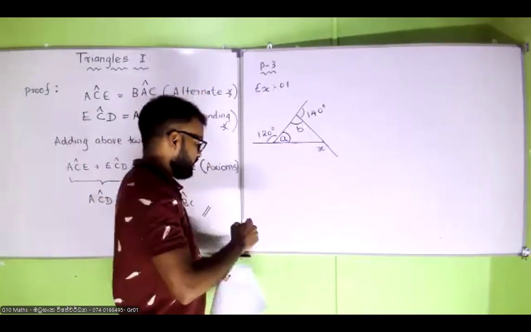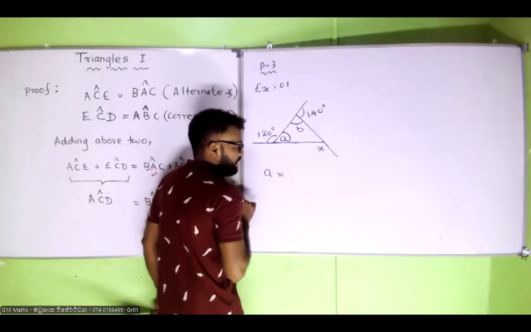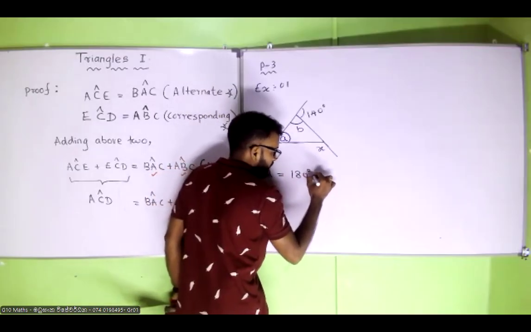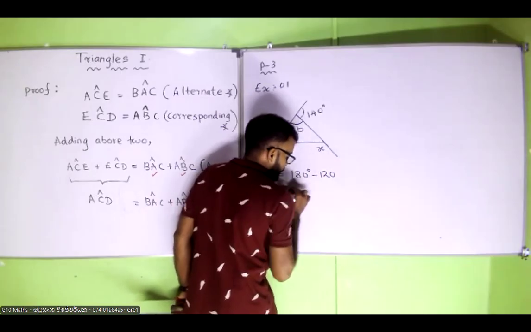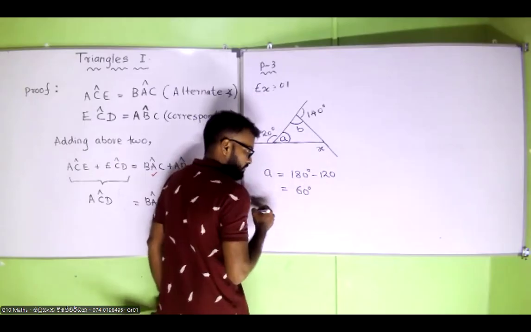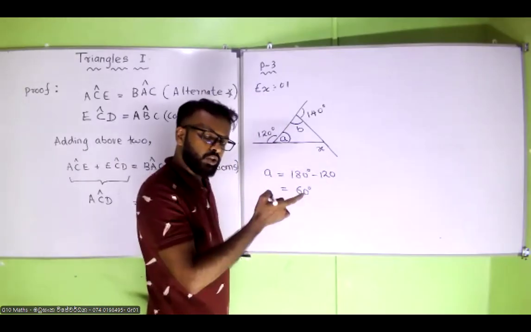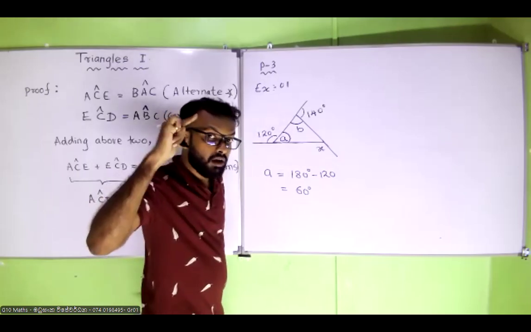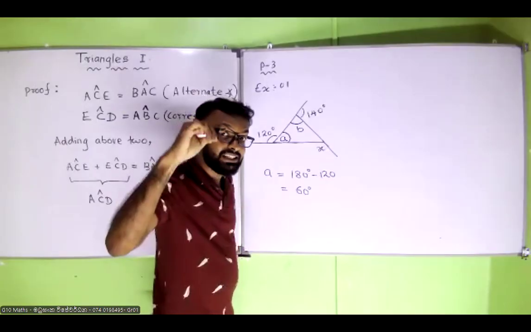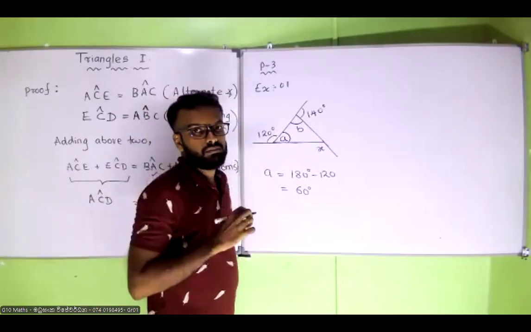So you can find the magnitude of A directly: 180 degrees minus 120 will give you 60 degrees. And what is the reason for that? You need to write the reason. Keep that in your mind. That is the key point in geometry.